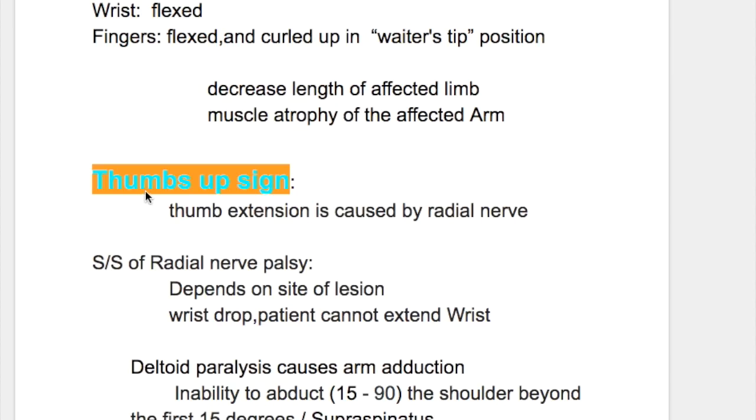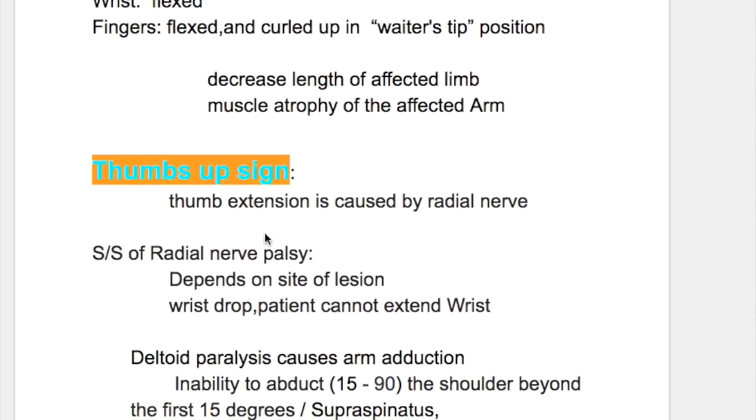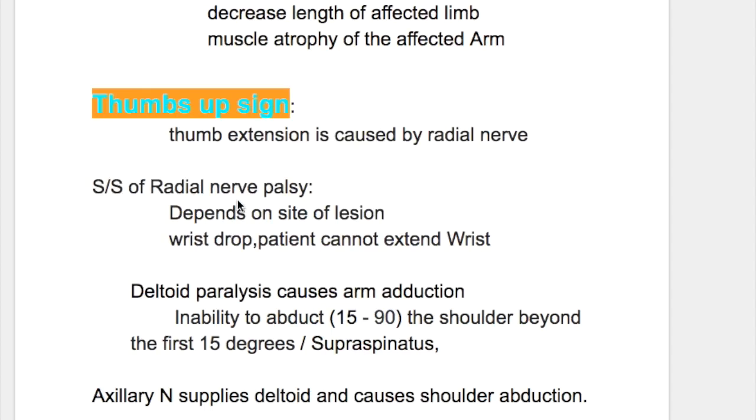What's the importance of thumbs up sign? Thumb extension is caused by radial nerve. So a positive thumbs up is an indication that radial nerve is normal. What are the signs and symptoms of radial nerve palsy? It depends on site of lesion, but the most common feature is a wrist drop. And what's wrist drop? The wrist is flexed and it cannot be extended because of the loss of or paralysis of extensors.